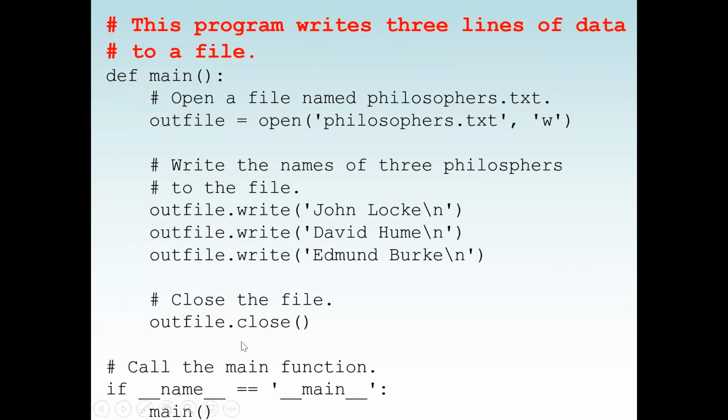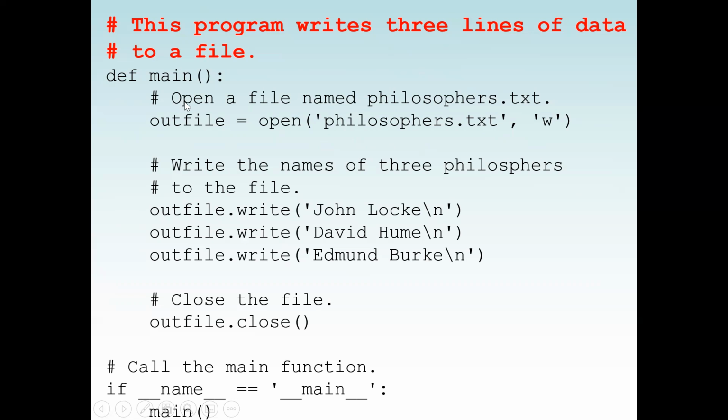The best way to explain all this is by going through an example. This program writes three lines of data to a file. We have our main method. First thing, we are working with a file, so the file must exist. We are assuming we already created a text file named philosophers.txt. The .txt means it's a text file. This file will be in the same directory as the program, the same folder.